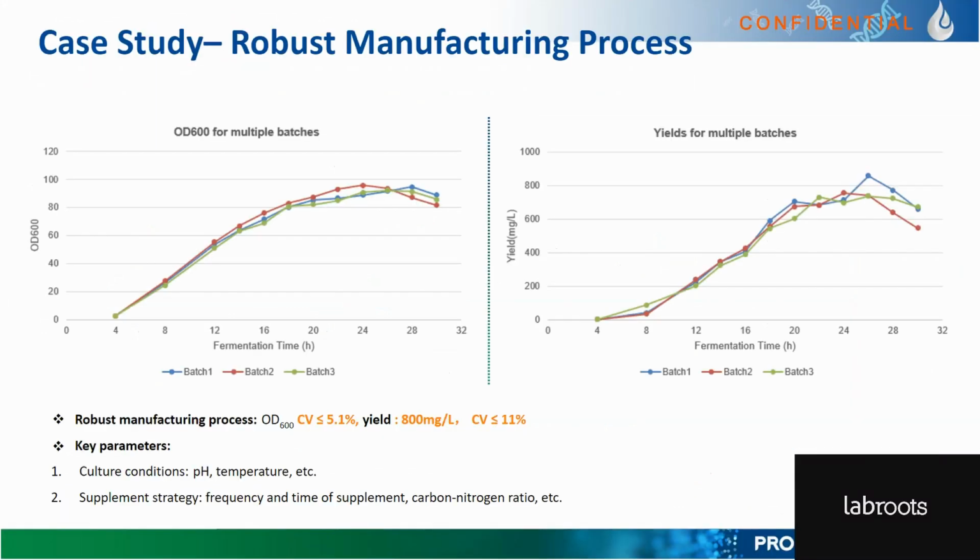So here's another case study on the stability of a pilot scale production. Once we have established the process parameters, we conduct 3 consecutive runs at pilot scale. The data presented here indicate a very high reliability of our manufacturing process. The OD CV is less than or equal to 5.1%, and the yield CV is less than or equal to 11% for the fermentation process. This demonstrates a very stable production capacity for the later stage process.